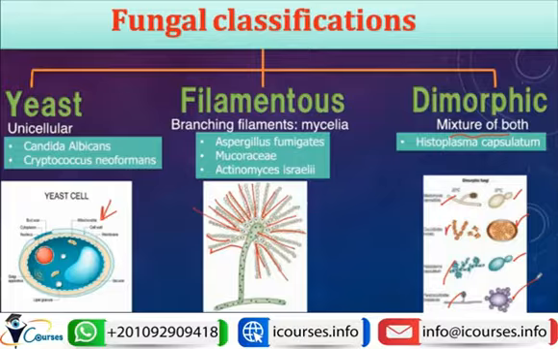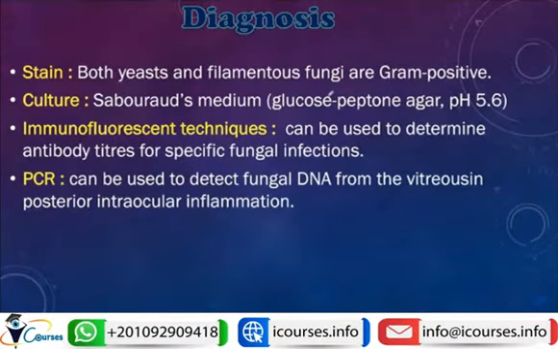Before we go through each individual fungus, let's know the general diagnostic criteria for the fungi. Yeast and filamentous fungi can be identified by the Gram stain, as they are gram-positive. The culture is on Sabouraud medium, and an immunofluorescent assay can also be used for diagnosis of fungal infection. PCR detects the fungal DNA, specifically in endogenous fungal endophthalmitis, in which we take a vitreous biopsy in order to examine for the Candida infection.